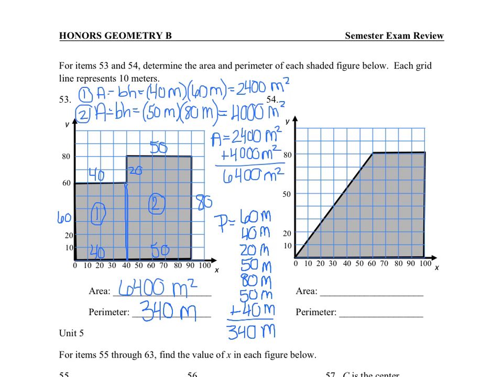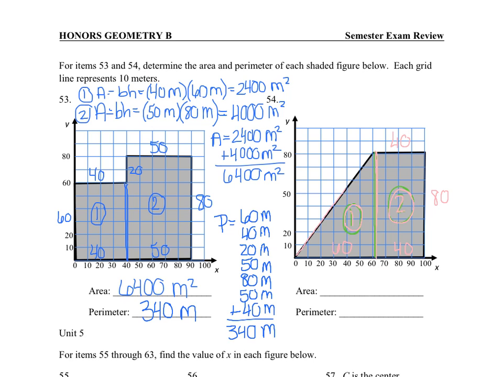For question 54, to find the area and perimeter, I'm again going to break it up into two parts. I've got one, and it's a little hard to see, and I've got two. Maybe I'll change the color. There we go, 1 and 2, and I'm breaking it up right here. So again, I'm going to find the length around each part. So this is going to be 40. This is going to be 80. We have 40 down here. We have 60 down here.